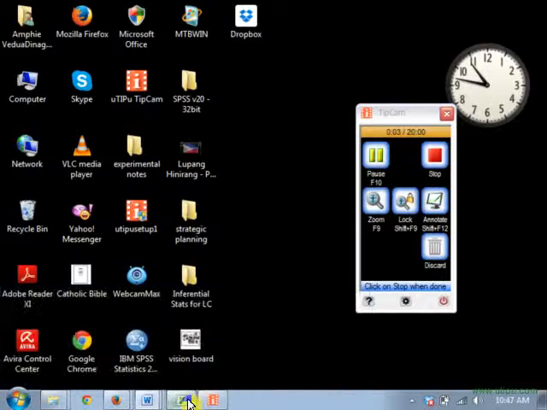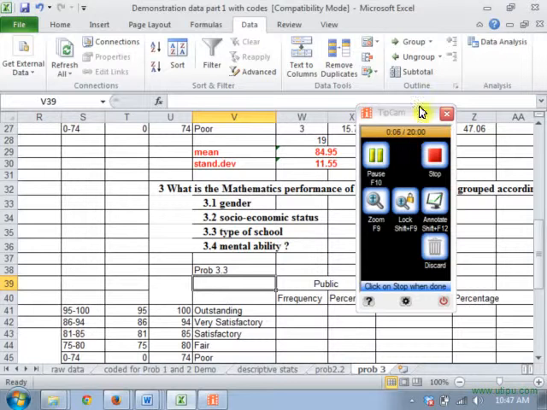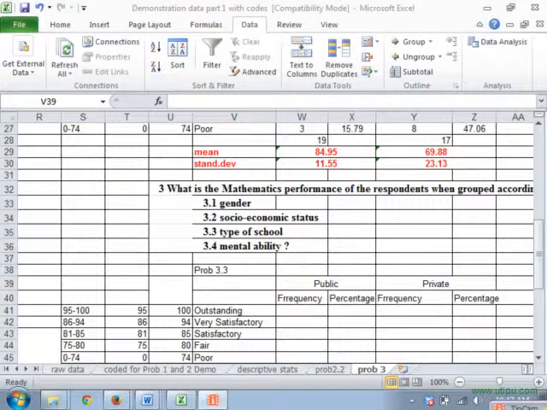Let us now do problem number 3. For problem number 3, what is the mathematics performance of the respondents when they are grouped according to these independent variables? Basically, if you look at your title, can you get back to your title?